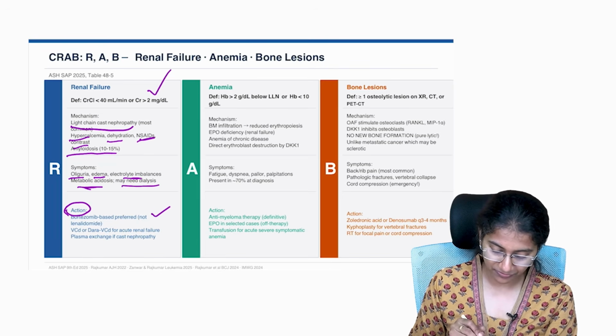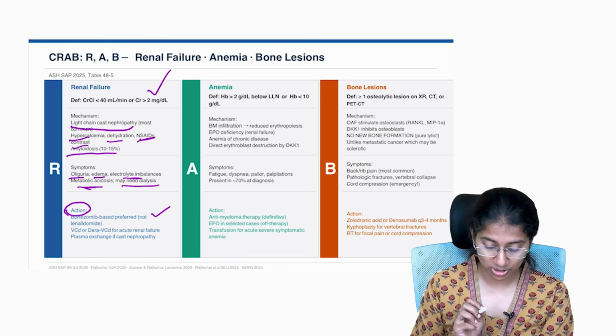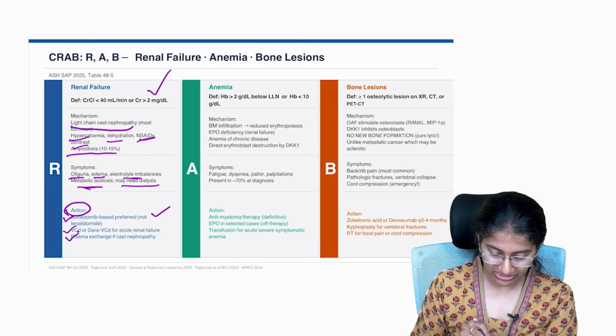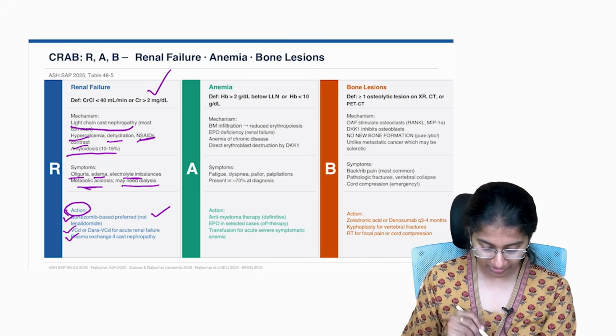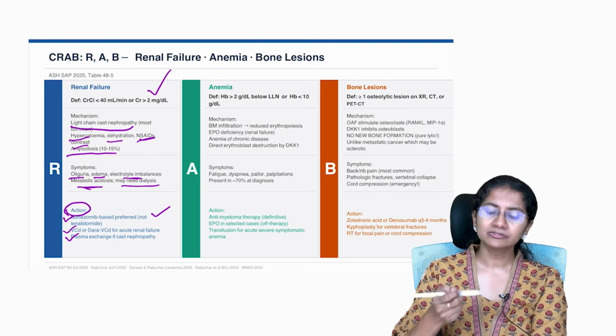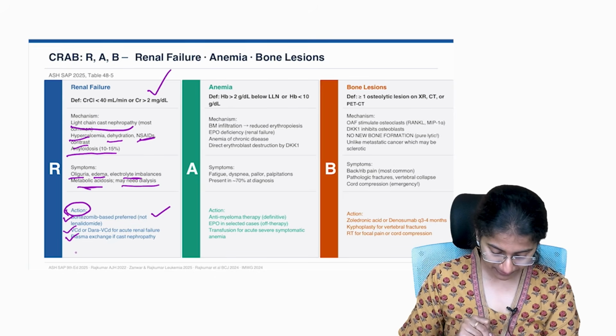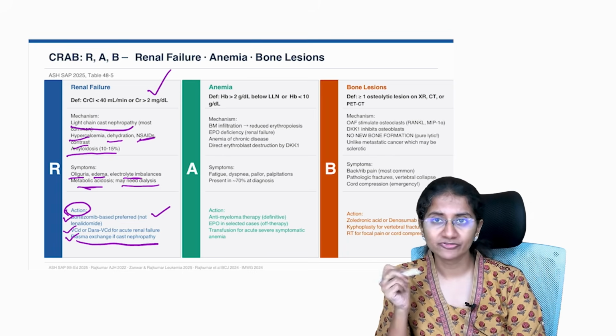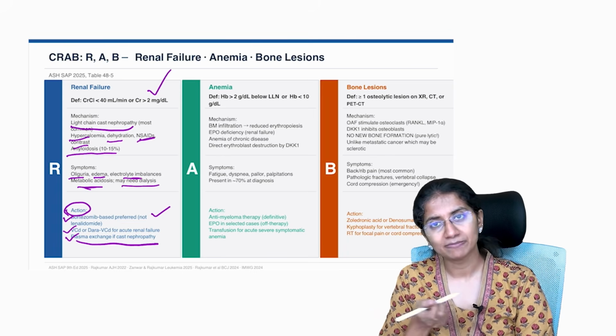bortezomib-based therapy is preferred, not lenalidomide. So bortezomib-based therapy is preferred for renal failure. VCD, DARA-VCD for acute renal failure. Cyclophosphamide-based therapy is preferred rather than lenalidomide-based therapy. Plasma exchange if cast nephropathy is present. So sometimes if it is severe renal failure, then we need to have plasma exchange.